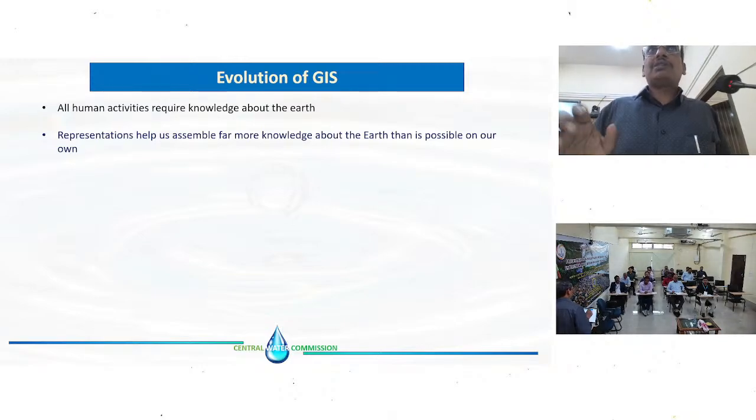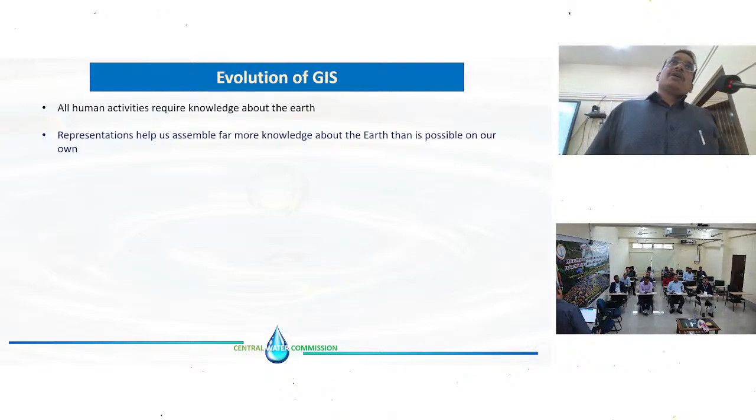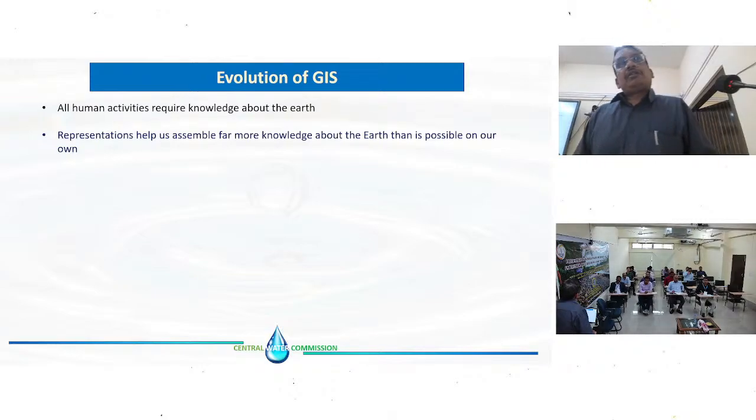And why do we require, what is the purpose of maps? Why do we use maps? Maps are representations of reality. Because reality is very complex, we try to represent it in a simpler way, where we can visualize things, depending on the theme of the map. We can have thematic maps.